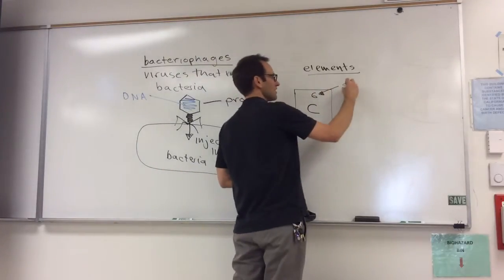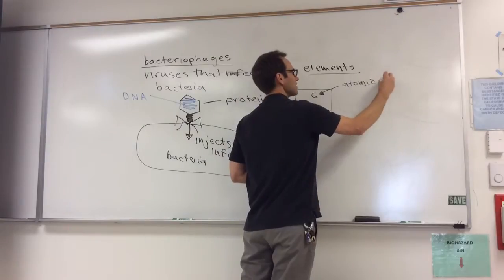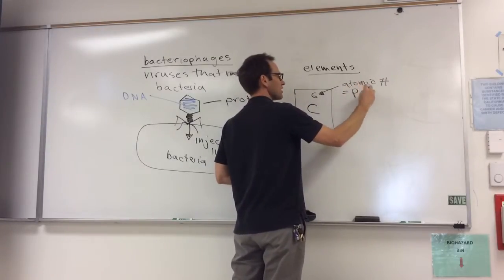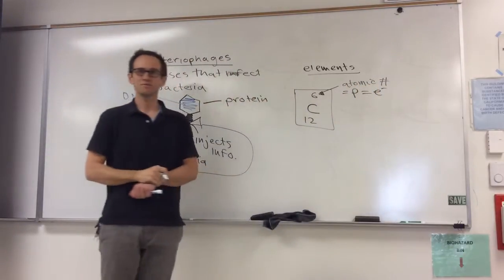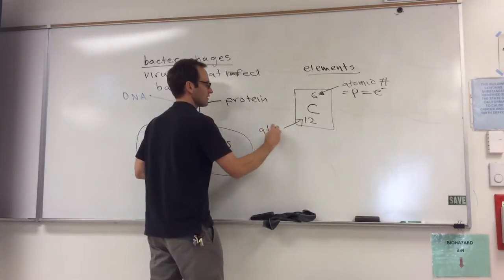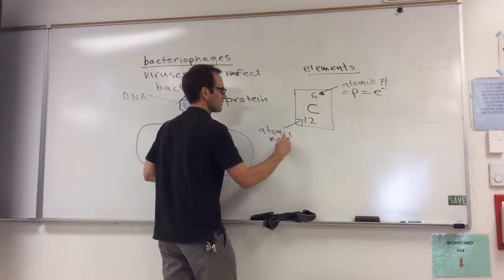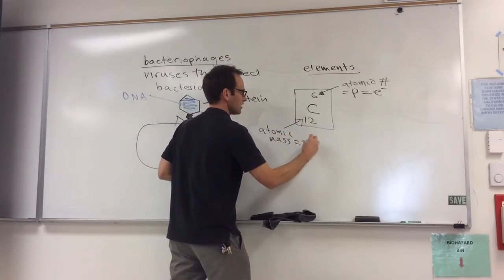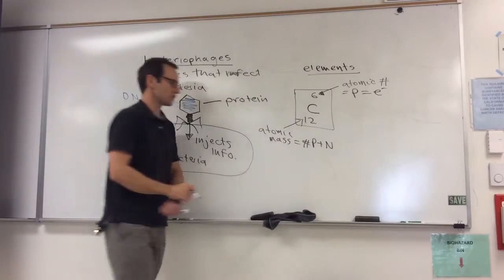So this is the atomic number, and that's equal to the number of protons and the number of electrons. And this, of course, is the atomic mass, and that's equal to the number of protons plus the number of neutrons.